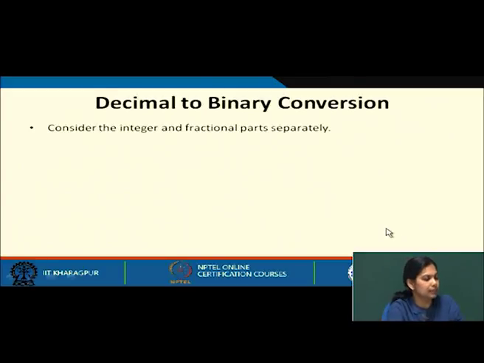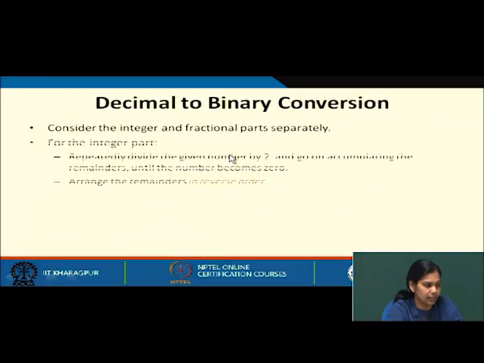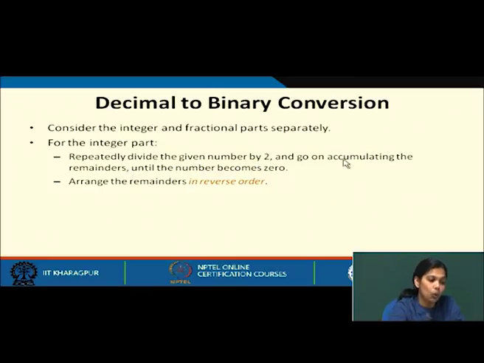Now, let us consider decimal to binary conversion. So, we have seen binary to decimal conversion. Now, we will be seeing decimal to binary conversion. Here we have to consider the integer and fractional part separately. Let us see how. For the integer part, we repeatedly divide the given number by 2 and we go on accumulating the remainders until the number becomes 0. So, let us take an example.